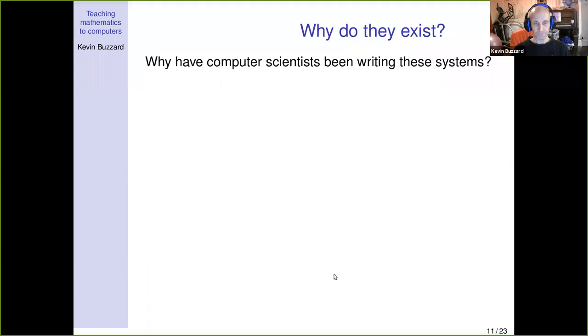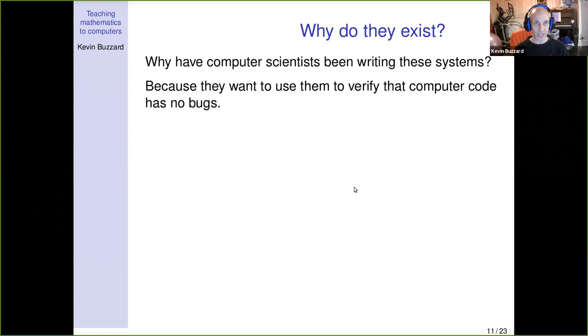So if these systems have been designed to prove theorems and pure mathematicians aren't using them, then why do they even exist? Why is Leonardo de Moura working for Microsoft writing these systems that can check theorems, when the people who prove the theorems aren't using them? Because they want to use them for a completely different reason. They want to use them to check that code has got no bugs.